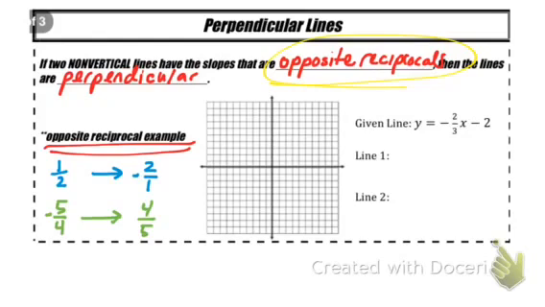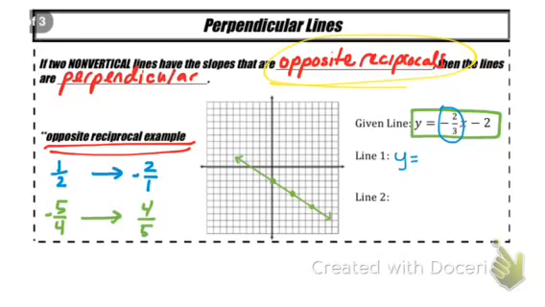Well, let's first graph our given line in green. So we have a y-intercept of -2, and then we're going to go down 2/3 in the positive direction, down 2/3, so then you can see that our slope is negative. Now, line 1 is going to be perpendicular to it, so our focal point is a slope.